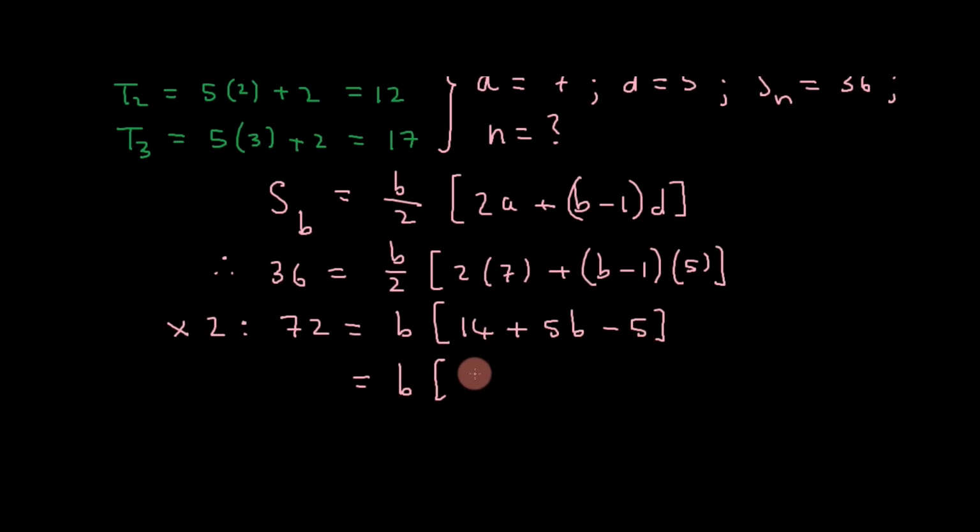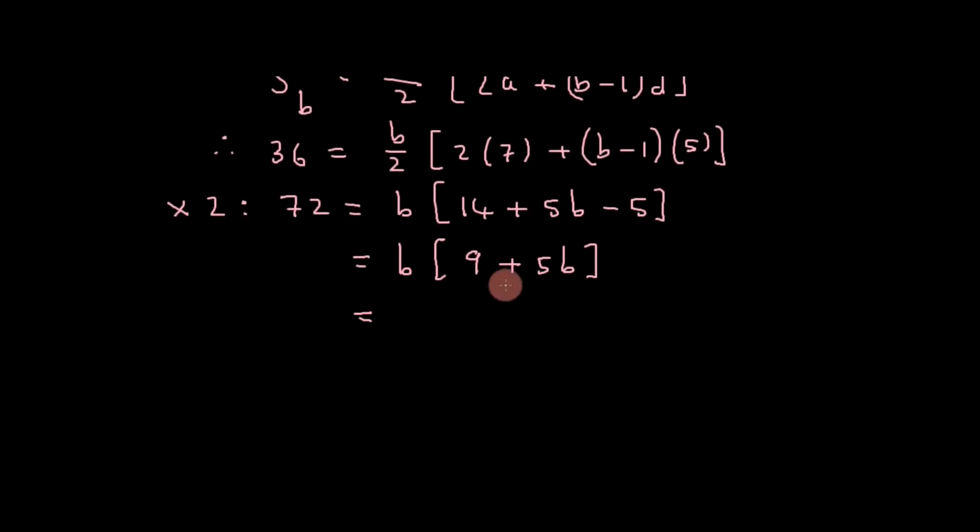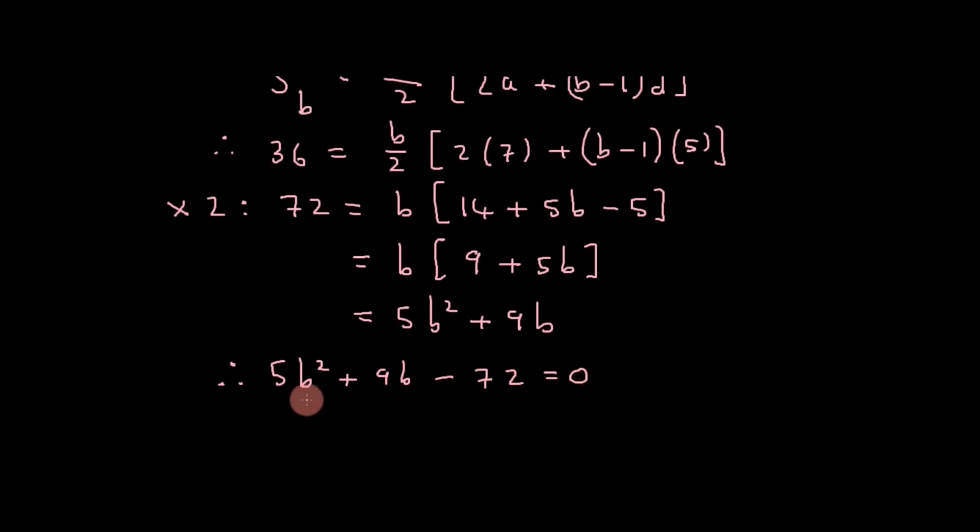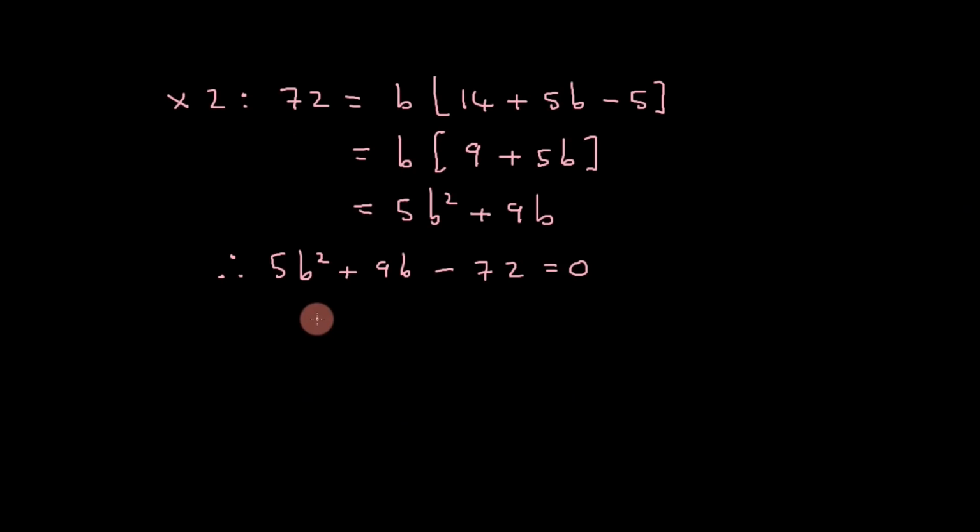So 14 minus 5 is 9. And this turns out to be 5b squared plus 9b. We can bring everything to one side. So we have a quadratic equation in b, which we need to solve. And we're going to use the quadratic formula.